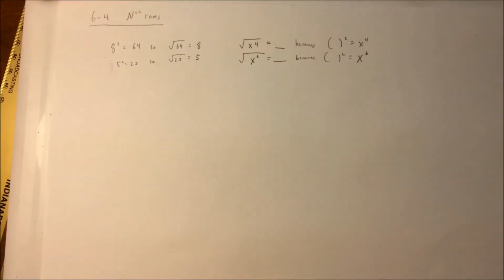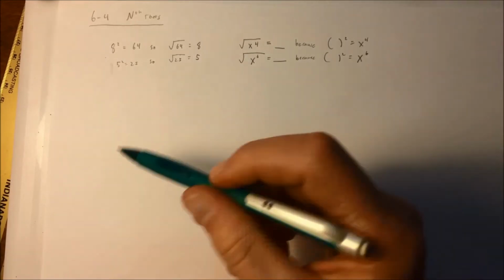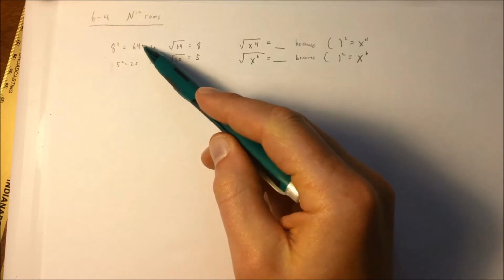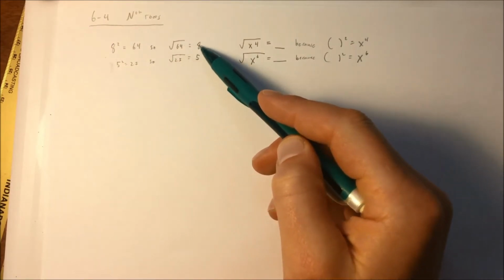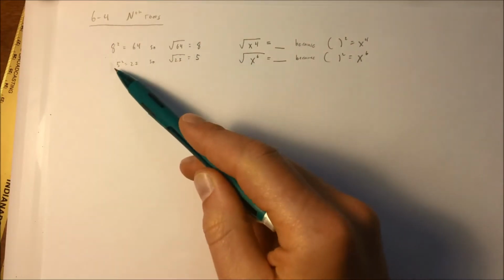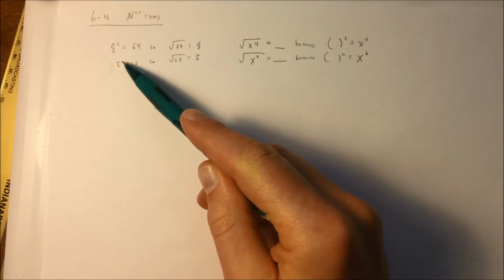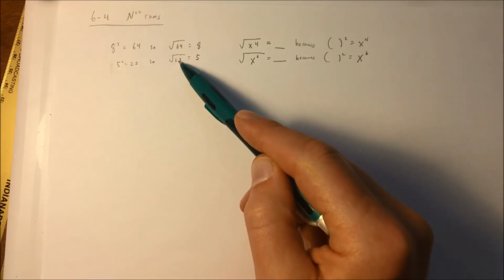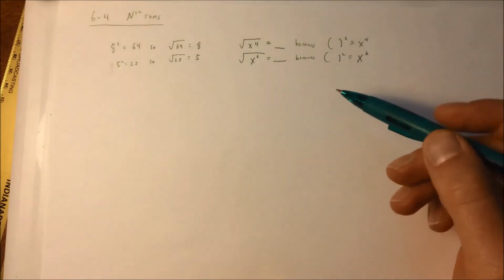Alright, we're going to be moving on to nth roots here, section 6-4. So, we're going to start off with just square roots, just so we can get the idea of what happens with nth roots. We know 8 squared is 64, so the square root of 64 is 8. Same thing with 5 squared. We know 5 squared is equal to 25, so the square root of 25 is equal to 5.